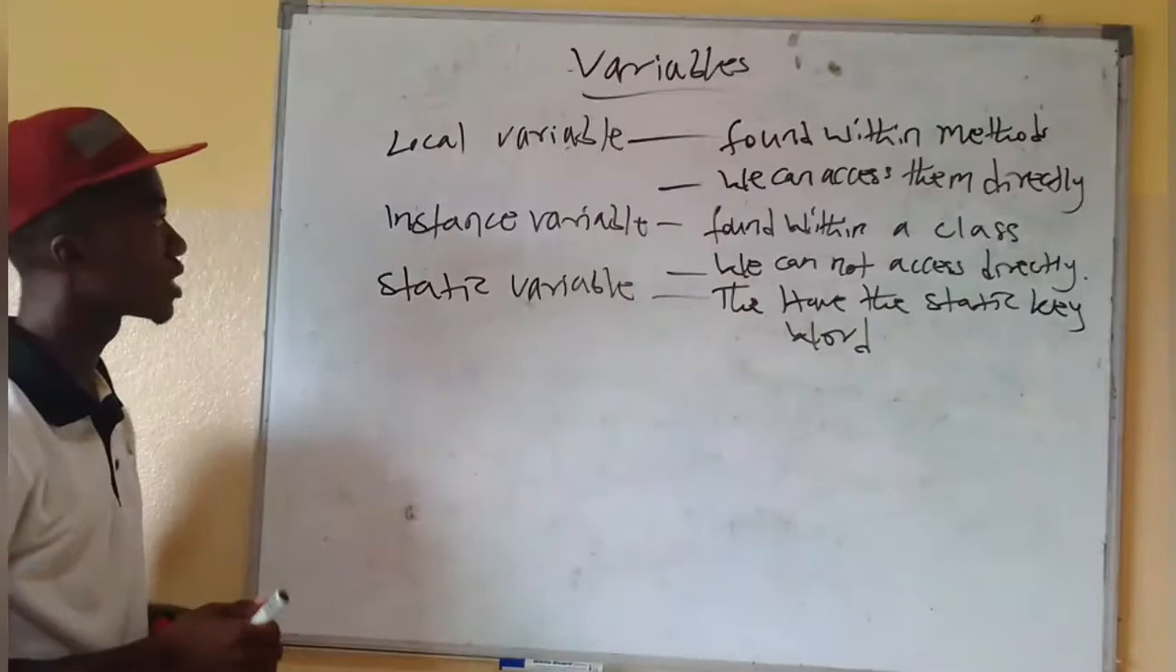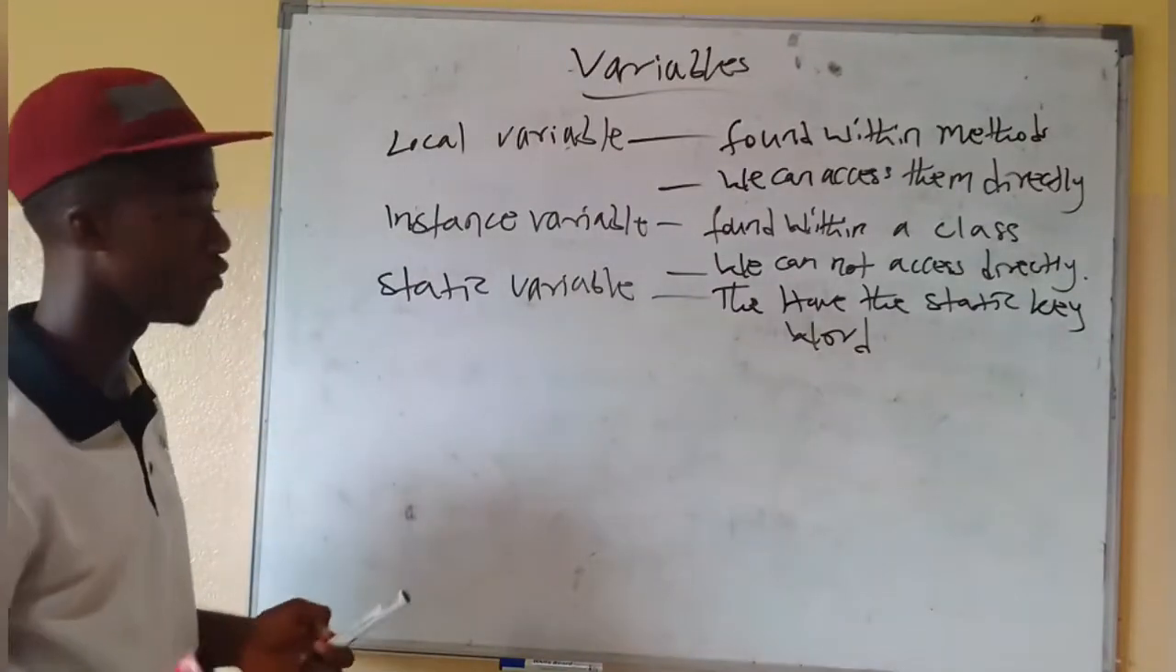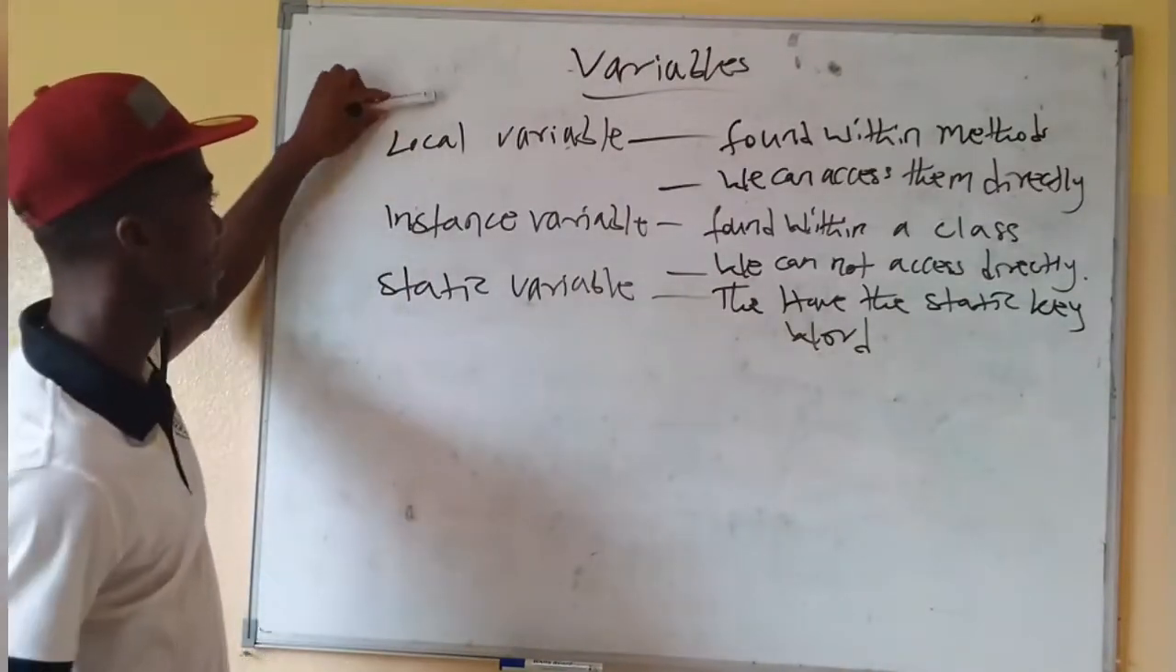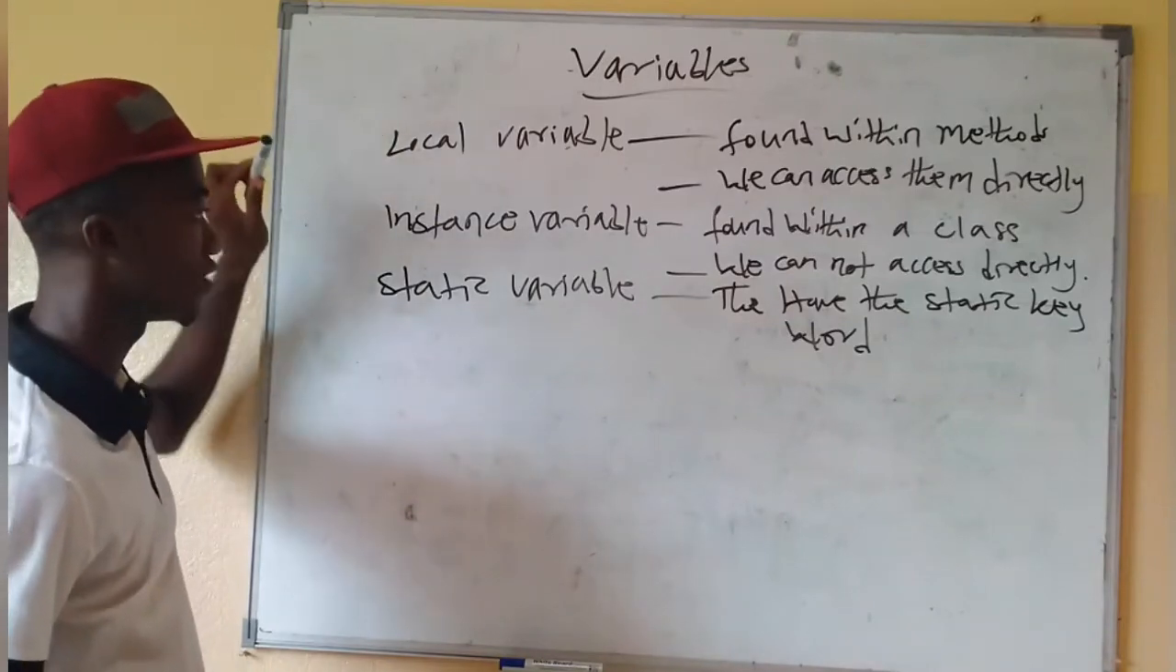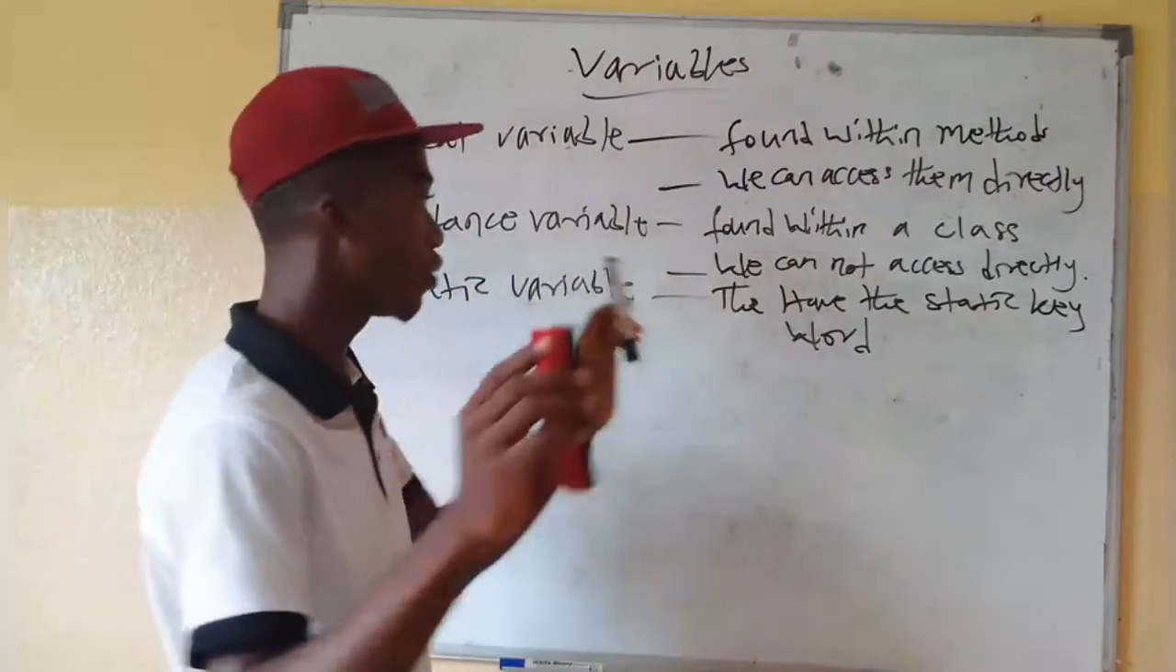Now, let's also look at an example of what I was saying. So these are the types of variables: local variables, instance variables, static variables. Now let's see exactly what I'm talking about.